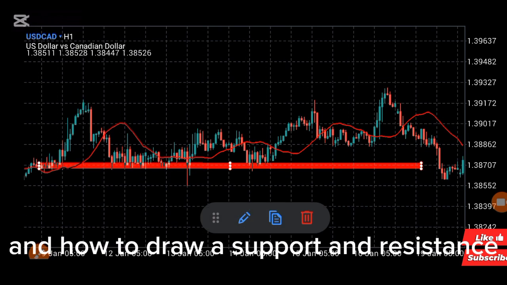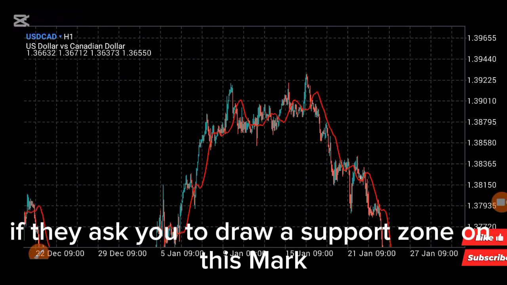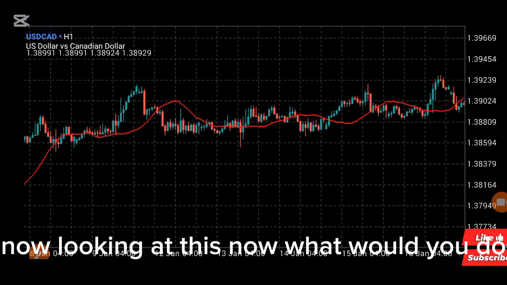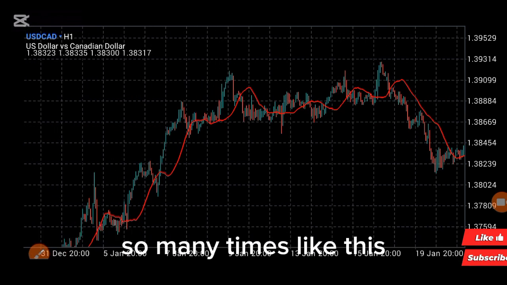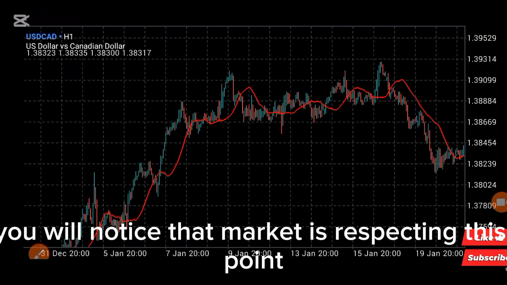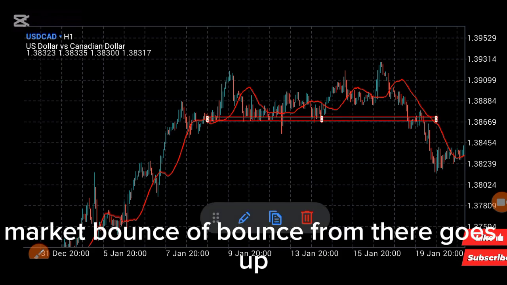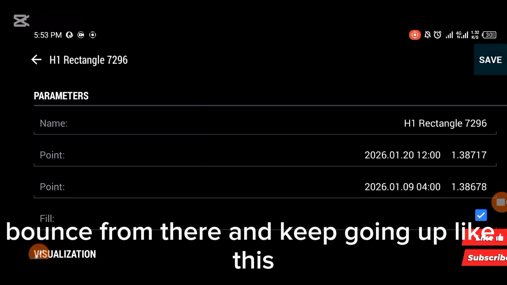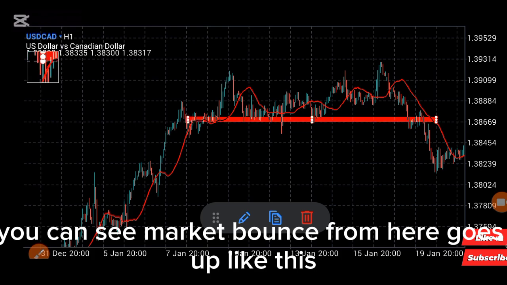How to draw a support and resistance. Let's say now you're looking at the market like this. If they ask you to draw a support zone on this chart, what will you do? The only thing you have to do is look at a point where the market keeps respecting so many times, like this point here. You will notice that the market is respecting this point. The market bounces from there, goes up, bounces from there, goes up, and keeps going up like this. You can see the market bounce from here, goes up like this.